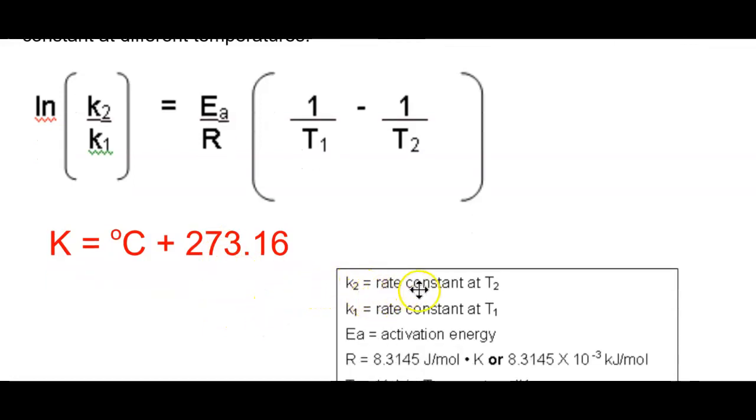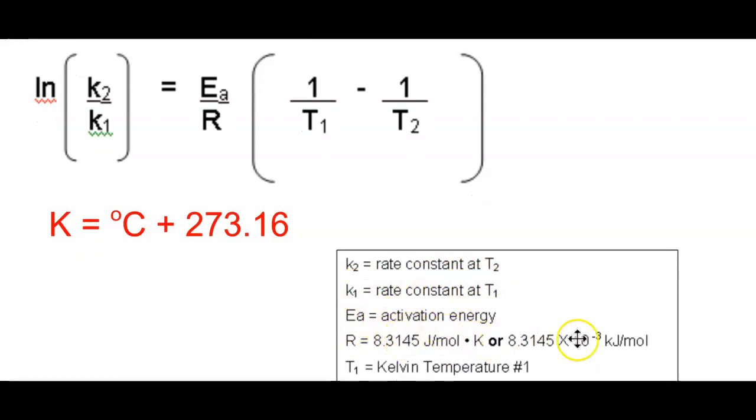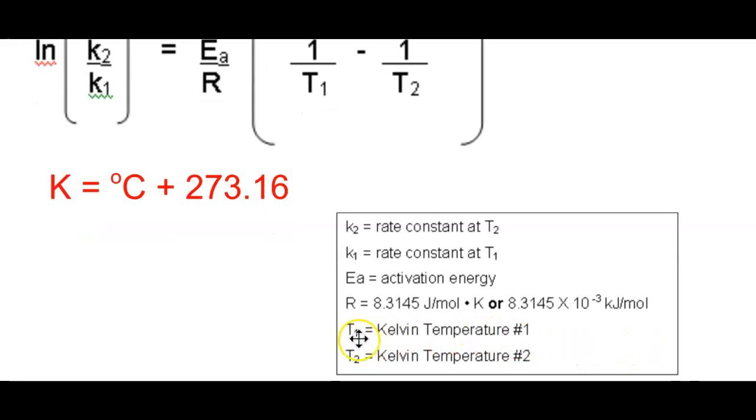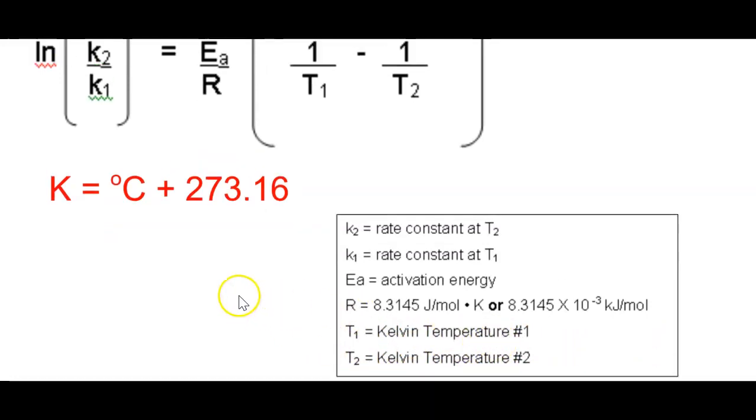So K2 is the rate constant at T2, and K1 is the rate constant at T1. E sub A is the activation energy. R is this constant. We're going to be using it in this way mostly, 8.3145 times 10 to the negative third kilojoules per mole. T1 is temperature in Kelvin, and T2 is temperature in Kelvin for the second temperature.